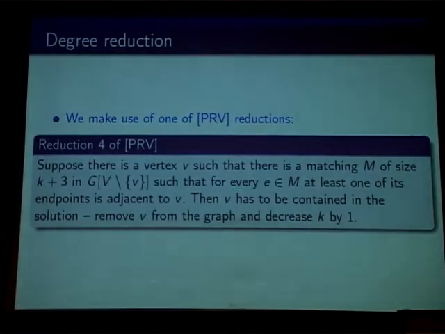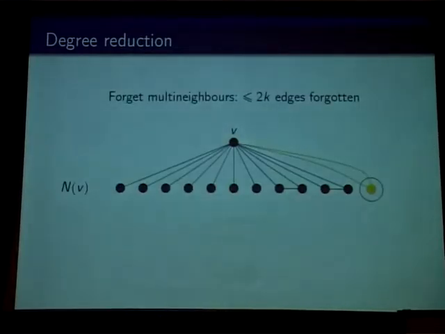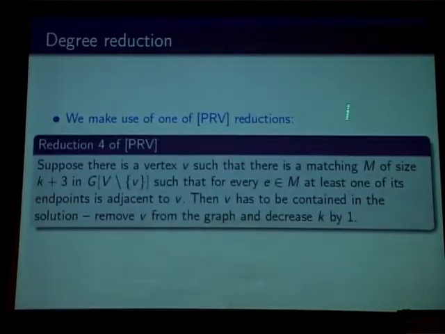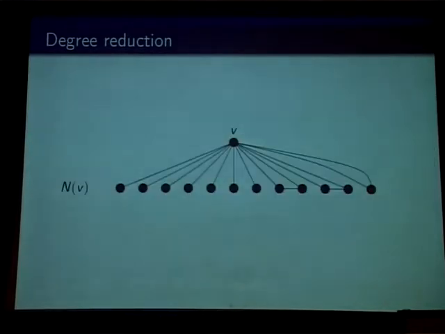Because observe that each solution to path with one vertex deletion can kill at most k edges from the matching, so three edges won't be killed, and thus, if we don't take v to the solution, there will be a leftover P2 which won't be killed by the solution. Okay, so now we're ready to make a degree reduction.